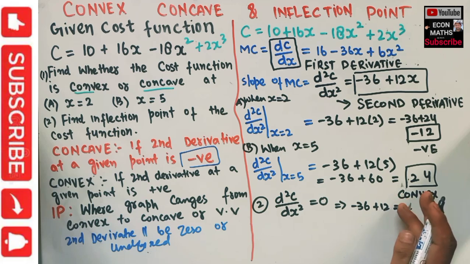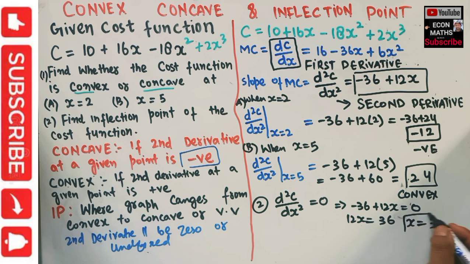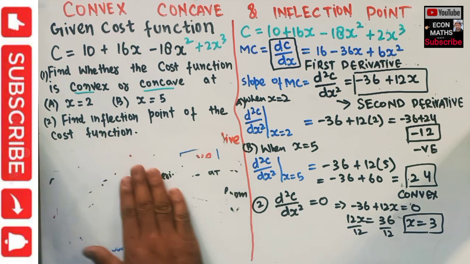12x is equal to 36, which gives us x equal to 3. If we divide both sides by 12 here, we will get 3. So at x is equal to 3, the function changes its concavity from being concave to convex, or from being convex to concave. Okay, so let us draw all these things on one graph.